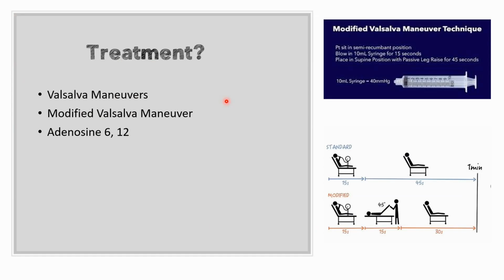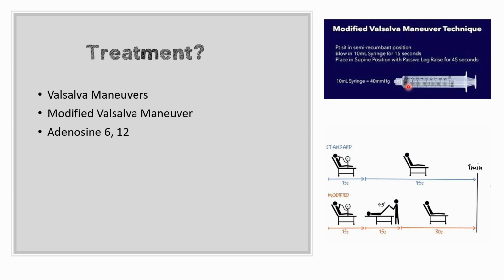What's the treatment for that? Well, of course, your standard Valsalva maneuvers, and if that doesn't work, you can try something new that's called the modified Valsalva maneuver, or REVERT. So how do you do that? We have the patient sitting up.